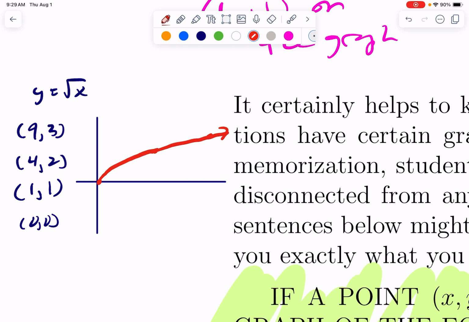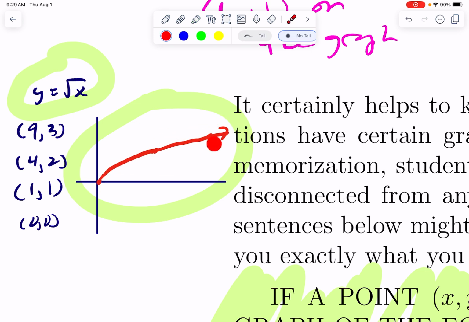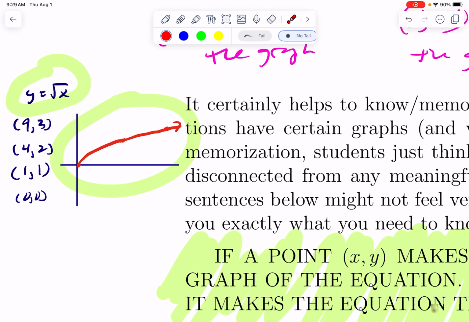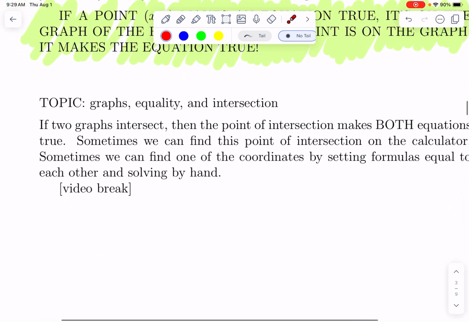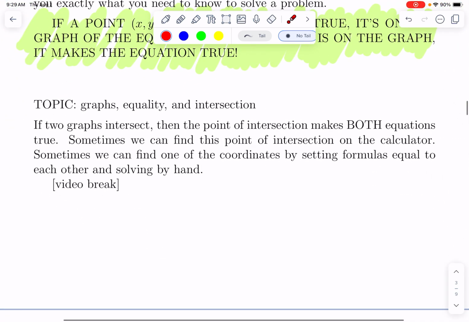Some students just memorize, oh, I'm going to memorize that the square root graph looks like this, without any sense of why that's true. It's true because being on the graph is the same as making the equation true. And then let's just remind ourselves, if two graphs intersect, then the point of intersection makes both of the equations true.